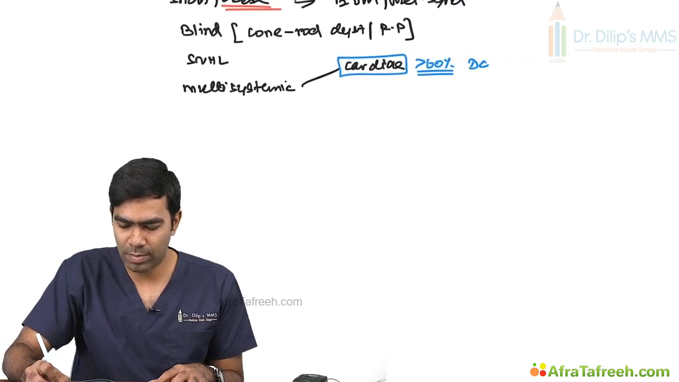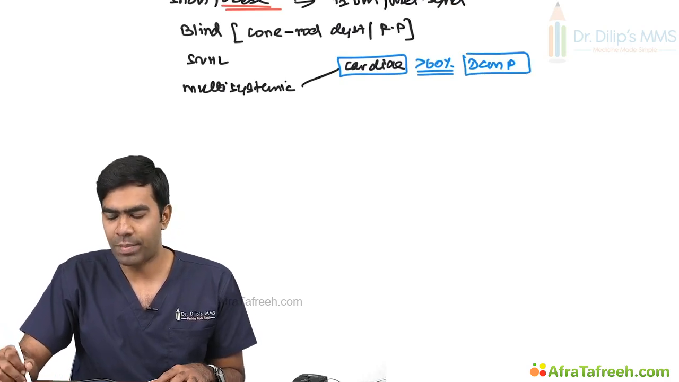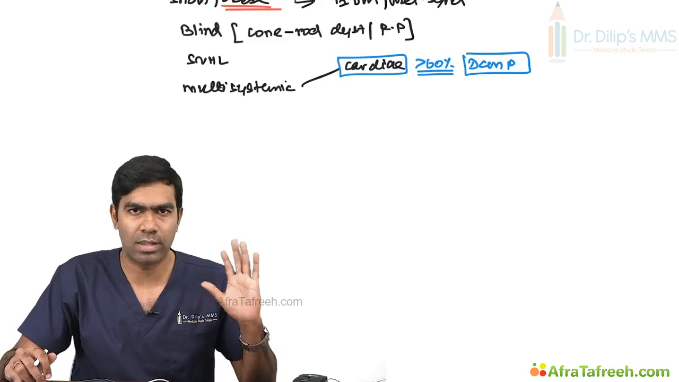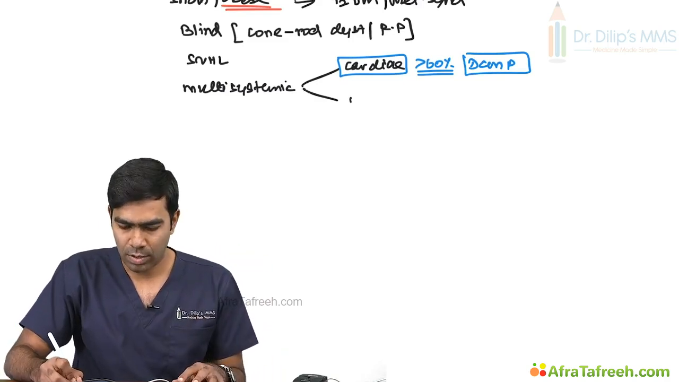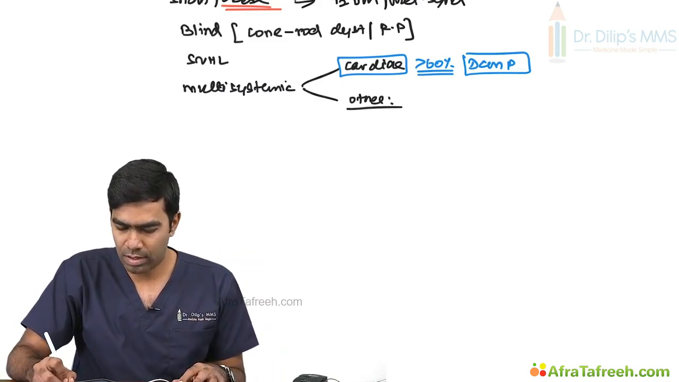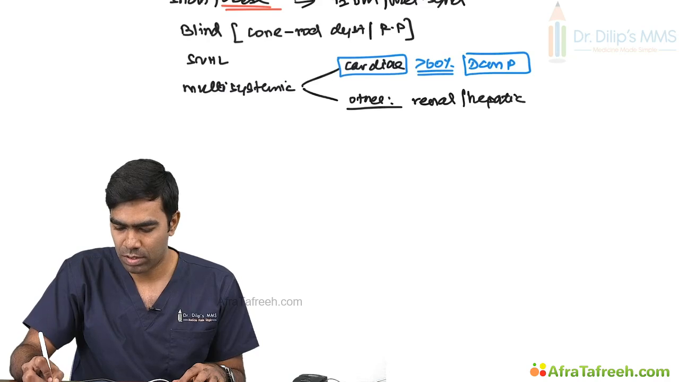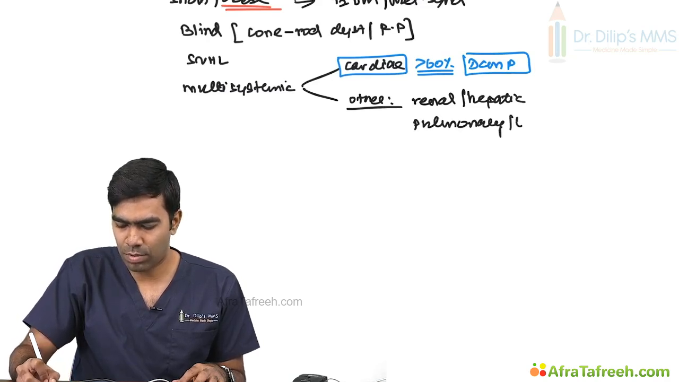cardiomyopathy. This is a non-ischemic DCMP, dilated cardiomyopathy. And usually it manifests within the first few days after birth itself, most of the time. And you can have other organ defects like kidney problems, liver problems, pulmonary issues, urological problems, and urologic malformations.